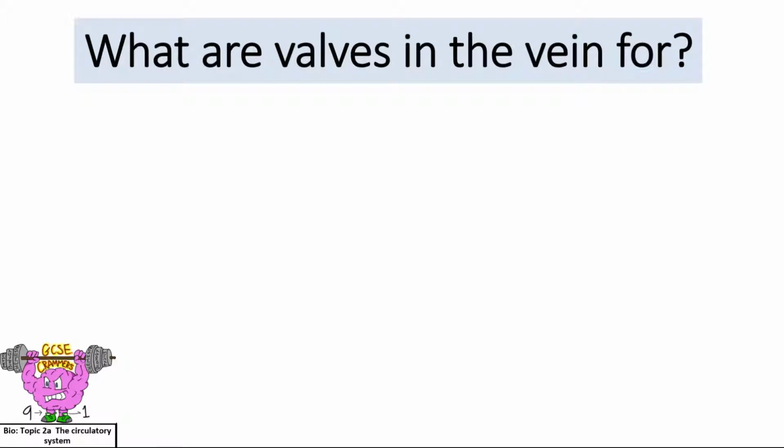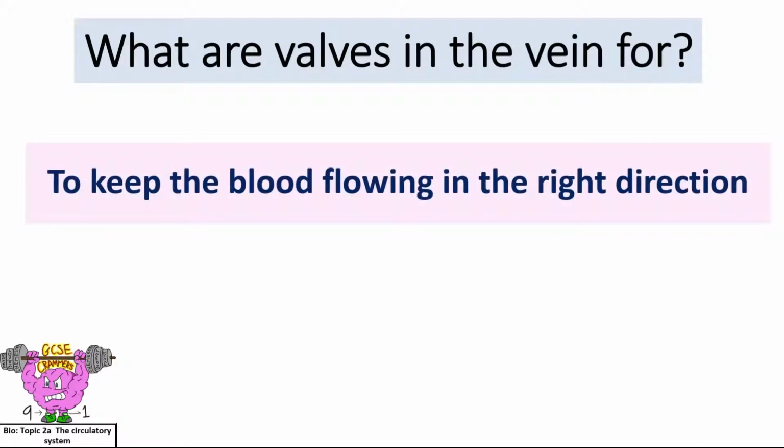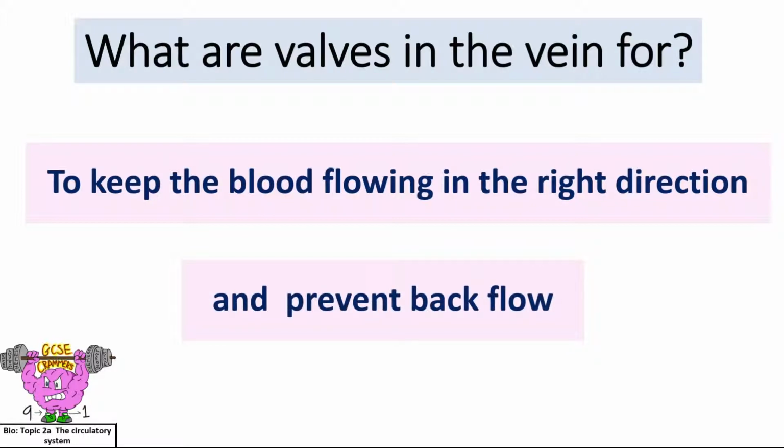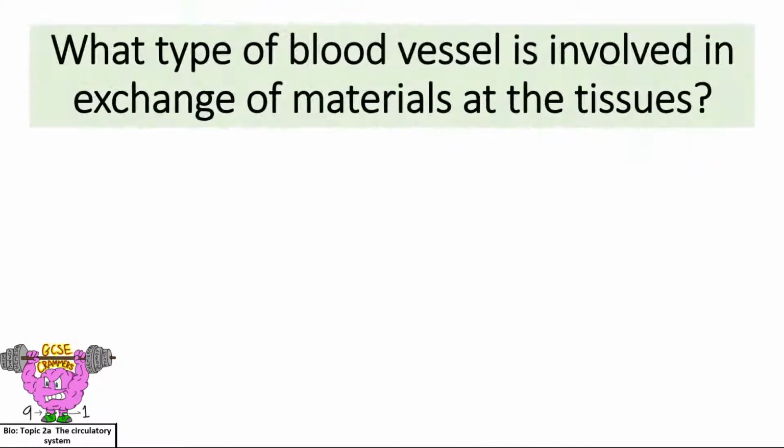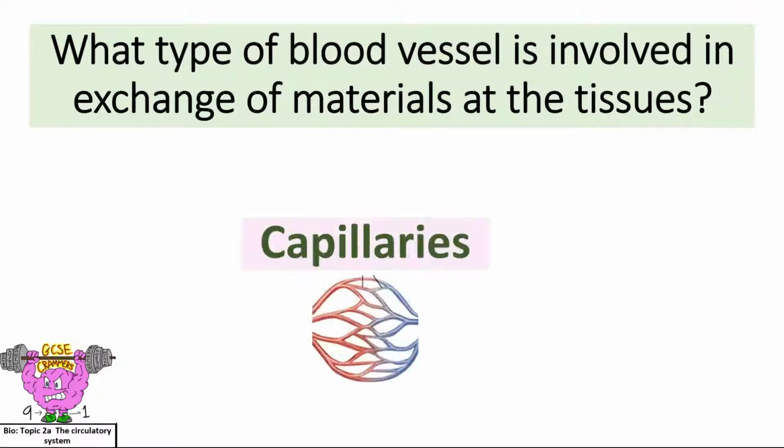What are valves in the vein for? To keep the blood flowing in the right direction and to prevent backflow. What type of blood vessel is involved in exchange of materials at the tissues? Capillaries.